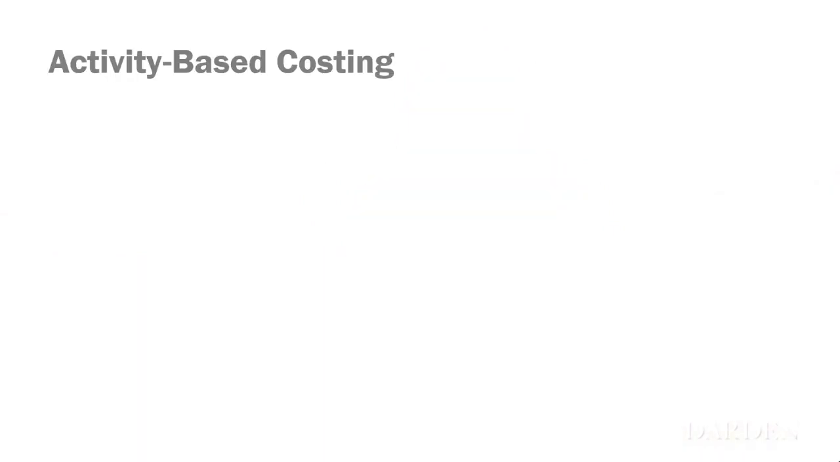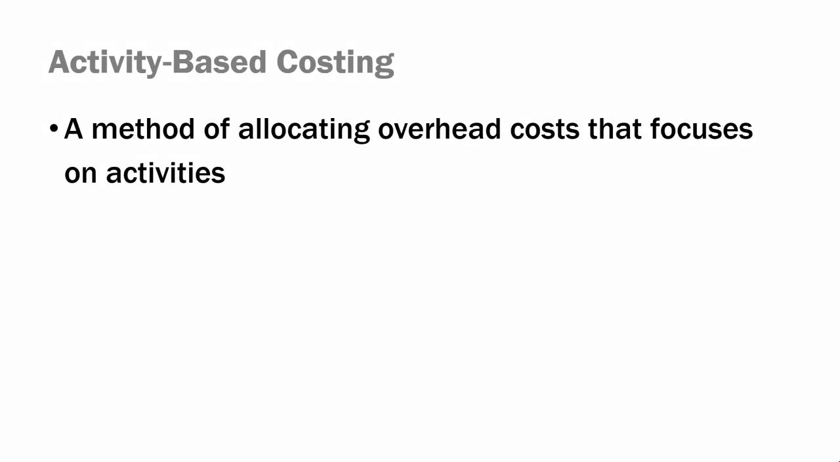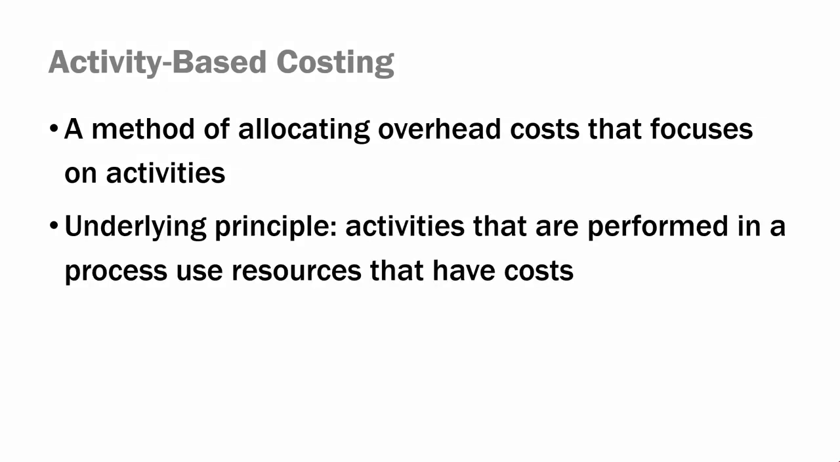In discussing cost systems, a term called activity-based costing comes into play. Activity-based costing is a method of allocating overhead that focuses on activities. Its underlying principle is that the activities that are performed in a process is what causes costs to be incurred. With activity-based costing, we determine what activities are being performed, determine the cost of those activities, and then allocate the cost of those activities to cost objects or products based on the cost objects' use of those activities.